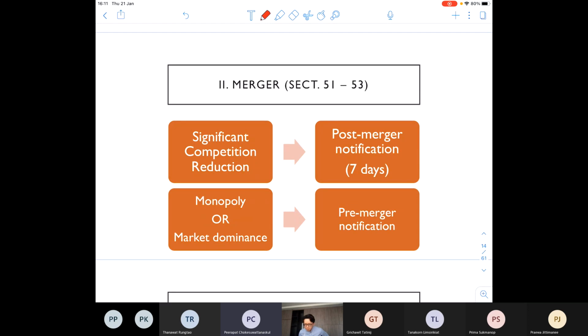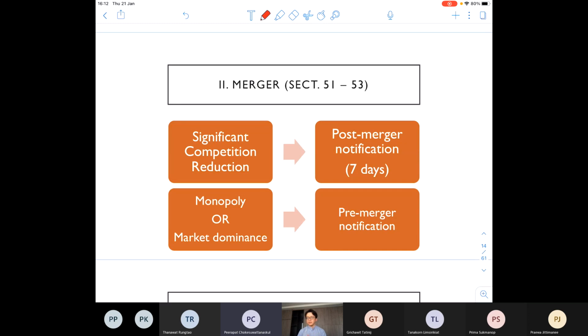Okay. Merger. There are two cases of merger here. If you merge and you are not that big, say that you don't have market share greater than 50%, this is not for example, but under the law, but your sales last year exceed 1 billion baht, in that case, probably if you merge with someone, you would have to do this post-merger notification 7 days after closing the deal.